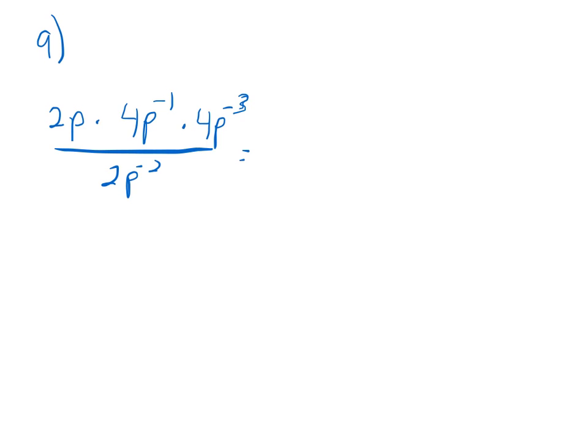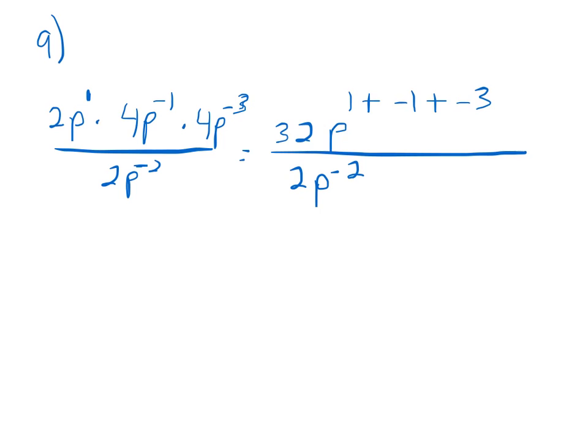Okay. First thing that we should do, the very first thing, is simplify the numerator. So when we're multiplying, multiply the coefficients. So 2 times 4 is 8. 8 times 4 is 32. And then the p's, well, we have a positive 1. What do we do when we're multiplying? What do we do with the exponents? We add. So we have 1 plus negative 1 plus negative 3. Okay, all over the denominator, we don't do anything with right now. Let's just leave 2p to the negative 2.